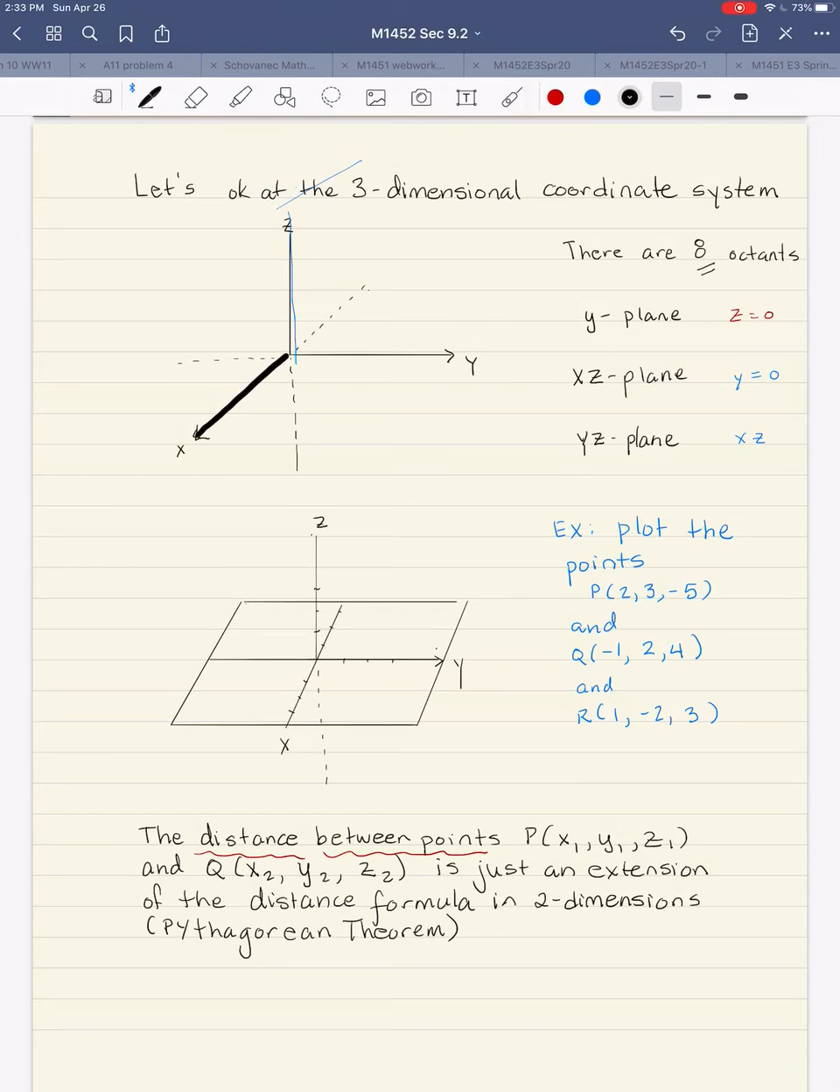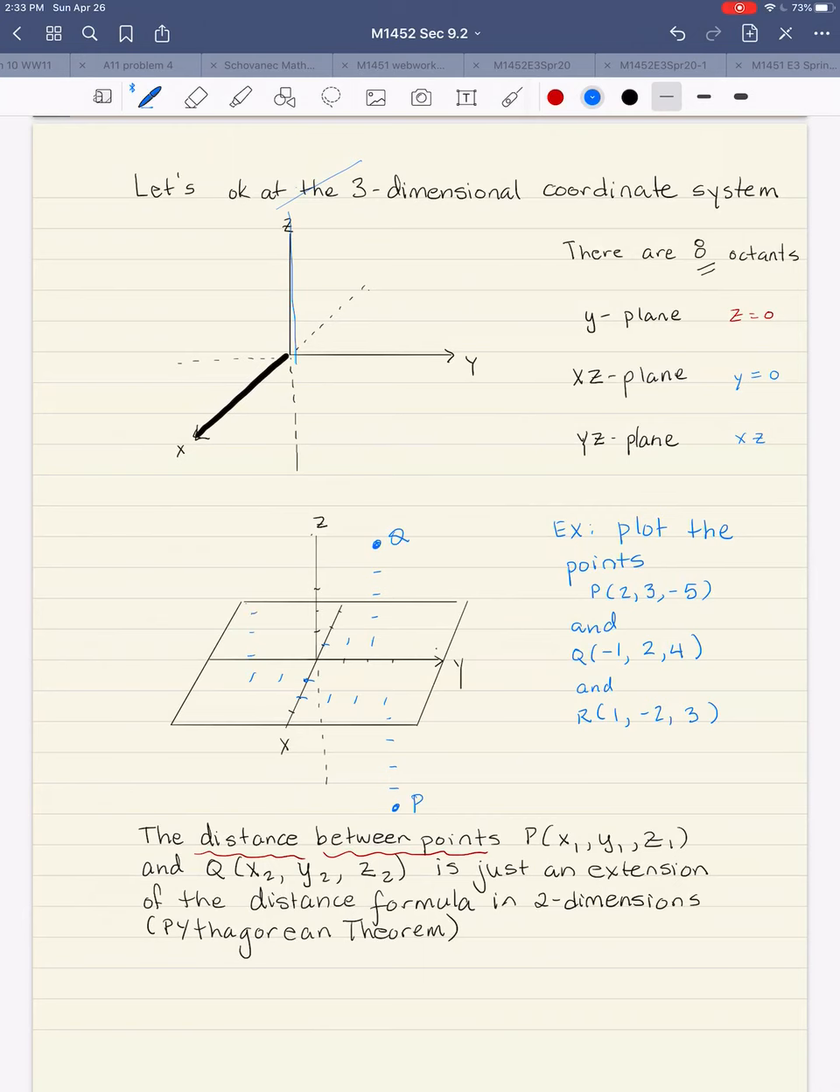Okay, let's show you how to plot some points. I've drawn the xy plane as a parallelogram with the z-axis coming up. So if I wanted to plot the point 2, 3, 5, then I go out 2 units in the x direction, and then 3 units in the y direction, and then down 5 units in the z direction. So here's the point P. Point Q, I go back 1 in the x direction, to the right 2 in the y direction, and then up 4. So here's the point Q.